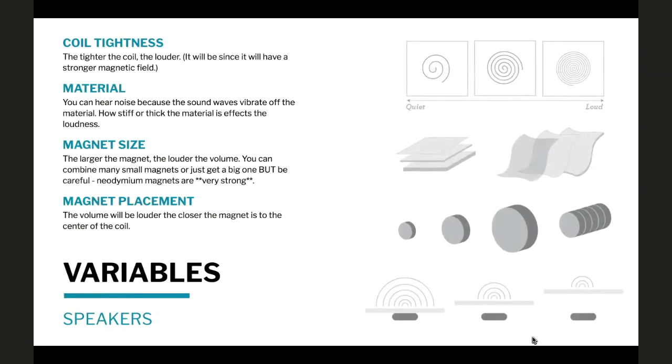The size of the magnet is also probably one of the biggest impacts on volume. If you have a very strong magnet, it will be much louder because the magnetic field will be stronger. Also, we use neodymium magnets, but please be aware that these are quite strong magnets, so you want to be careful around them. And then the magnet placement: how close it is to the coil, and its proximity to the center of the coil, also impacts the volume.